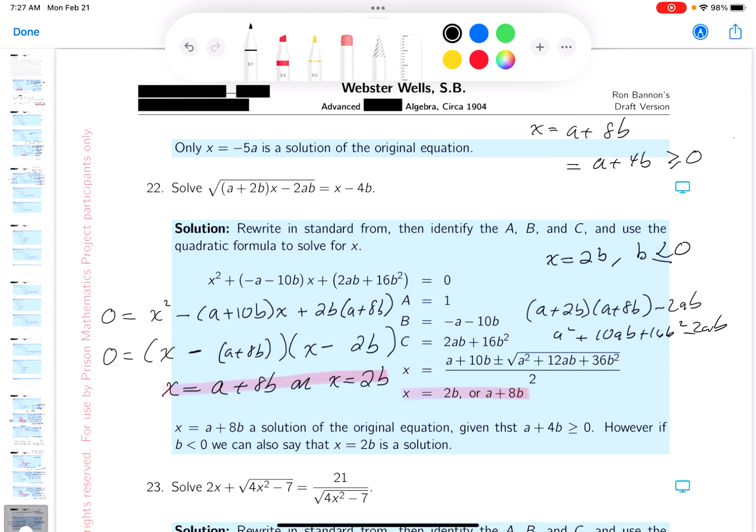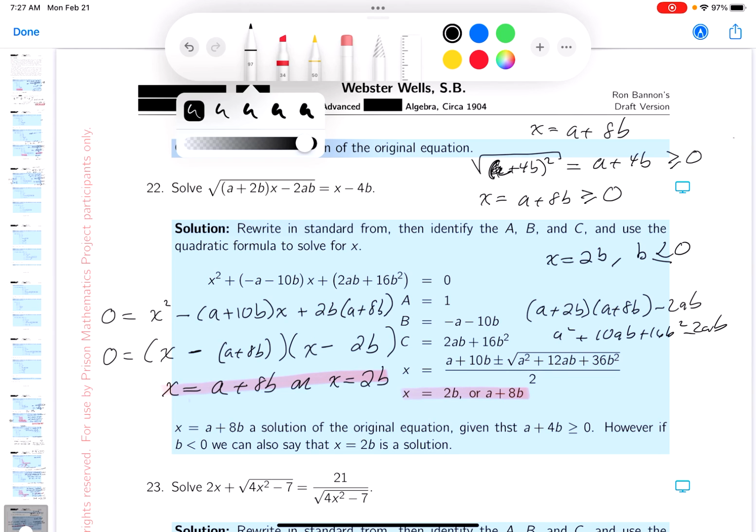It would give you a squared plus 8ab plus 16b squared, which is a perfect square. Let me write that down for you. So that's going to be a plus 4b squared. All right? And again, this answer, I'll write it down for you. X equals a plus 8b is only valid if this thing here is greater than or equal to 0. So I'm going to commit to those answers now.